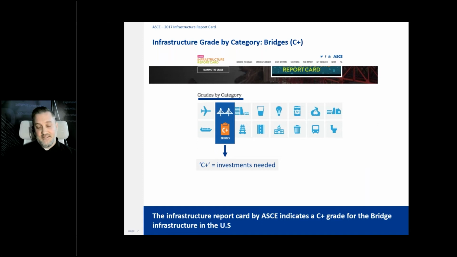So for some context here, every 4 years, the American Society of Civil Engineers puts out a report card. In 2017, specifically in the bridge category, we can see there that the rating or the grade was a C+. The basis of that grade is the physical condition and the necessary investments in that particular category of infrastructure. So that would indicate that there is clearly some work and investment required. But the question is, where exactly is that work required?